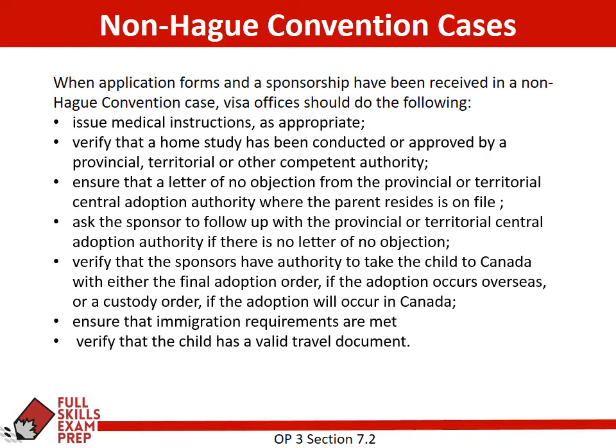Immigration authorities would have to verify that the sponsor is actually legally allowed to take the child to Canada. Now that would be, of course, based on something from the other country, so maybe an adoption order or a custody order. They would obviously make sure that those immigration requirements are met, and that the child can actually travel, so with a valid travel document.